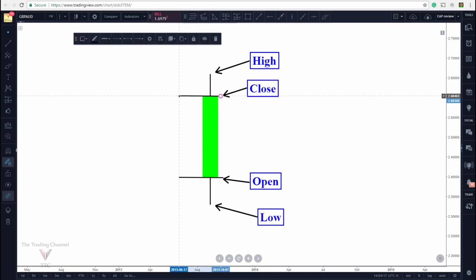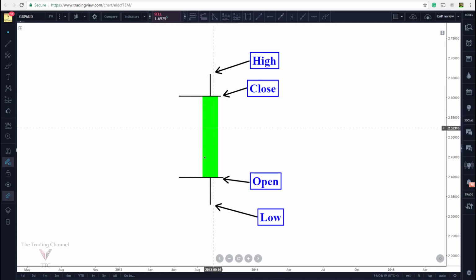candlestick. So for this example, let's pretend that this is a daily chart. So the beginning of the day, this market would have opened here at the open. Price action would have moved down to the low, up to the high, and then back down at the end of the day to close right here at our close. And this is an example of the anatomy of a bullish candlestick.